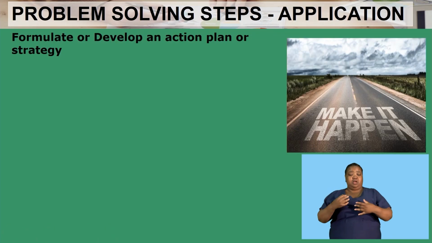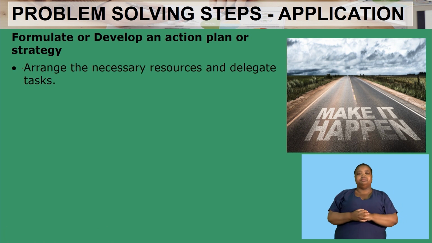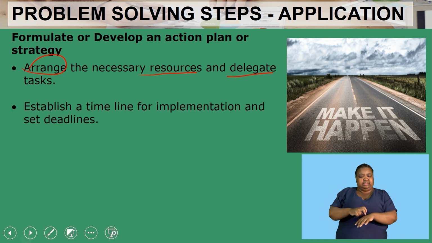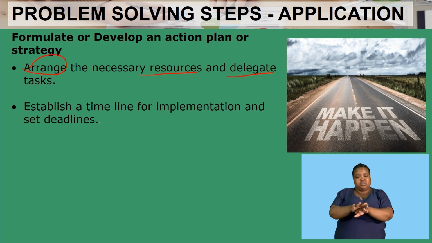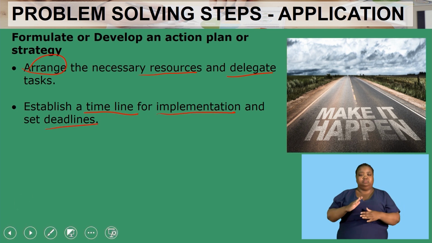Right, and afterwards we need to formulate or develop an action plan or a strategy. We need to come up with a strategy. Right, when you're coming up with a strategy, you have to arrange what? The necessary resources or delegate the tasks. What is it that you're going to need in order for us to solve this or to implement the solution? Right, you need to establish a timeline for the implementation, and you need to set the deadlines to say by this day, this should have been implemented.